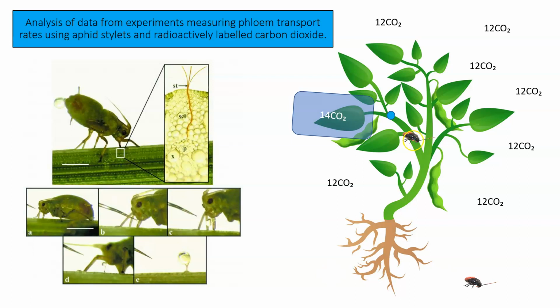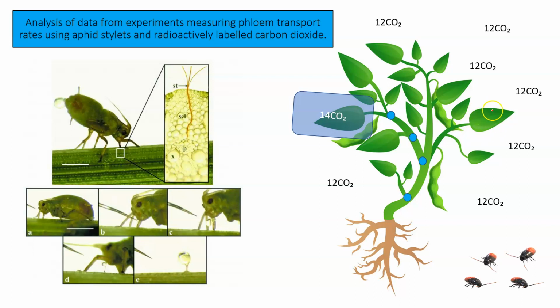They then inserted an aphid here, severed the stylet, and found that when they identified the phloem sap, it too had the label. They continued this all the way down the plant, allowing the aphids to insert their stylets into the phloem and severing them, and they found that the radioactively labeled carbon-14 was localized in this part of the plant only. It never went up this way, meaning they concluded that plants move phloem sap in a one-way direction from source to sink.